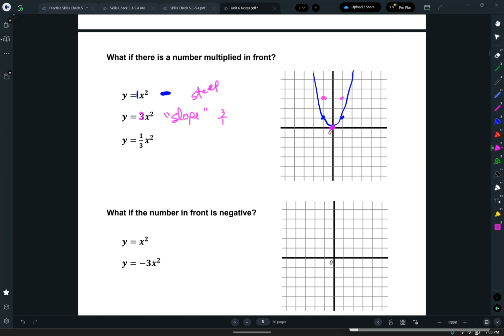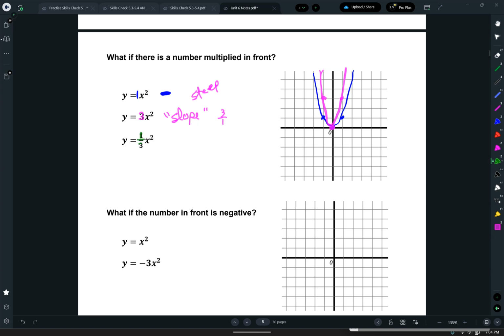Okay, so if I were to draw this parabola, it's going to do something like this. Basically, it's going to make that parabola look a little more narrow because it's making the sides a little bit steeper. Okay, now the next one, the number out in front is 1/3.